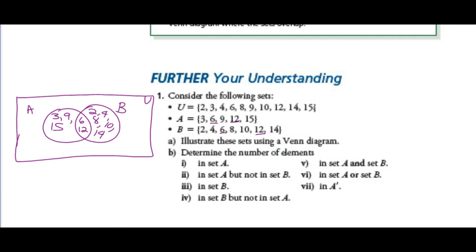Determine the number of elements in set A. How many elements are there in set A? You do it from the diagram, you just count. There are 5 elements in set A. How many are in set A but not in set B? So the ones that are only in A. 3. How many elements are in set B?